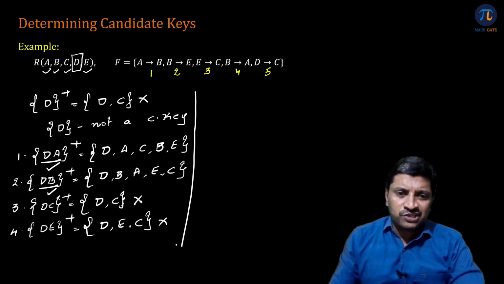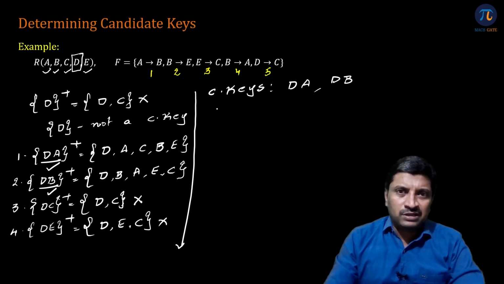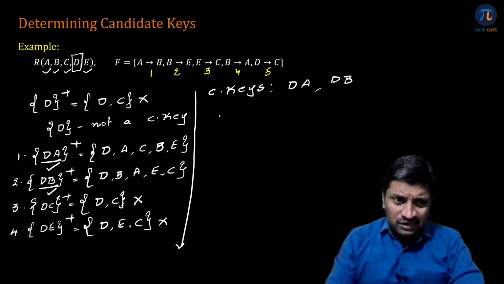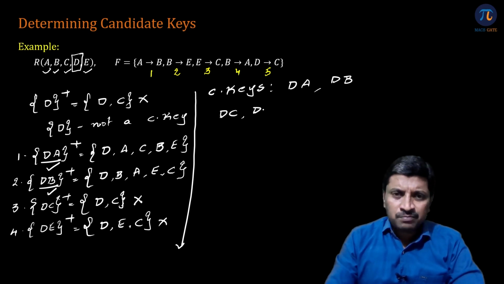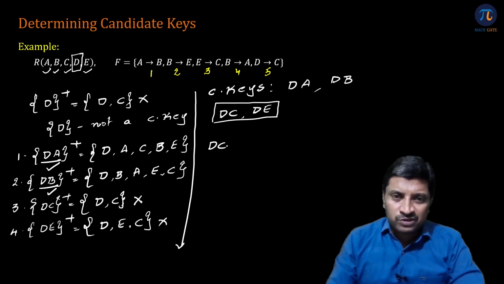From the first stage, what are the candidate keys? D, A and D, B. Now, what are the attribute sets which are not candidate keys? D, C and D, E. For the next stage, that is to form 3-element attribute sets, we need to use only these attributes, and in those sets we must include D. So then what is the possibility for 3-element subsets? This is the only possibility.